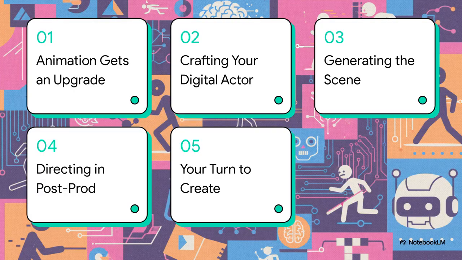So here's the game plan. First, we're going to upgrade our character's look. Then, we'll craft all the pieces for our digital actor. After that, we'll generate a scene and get it animated, pull it all together in post-production, and finally, get you ready to make your own masterpiece.